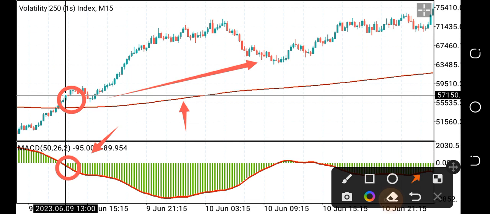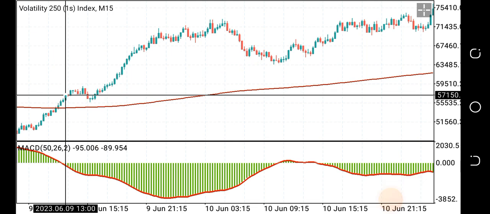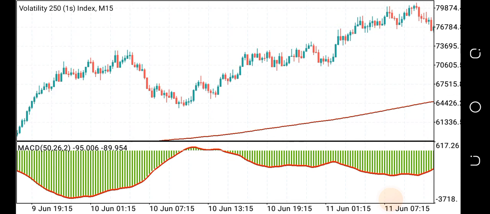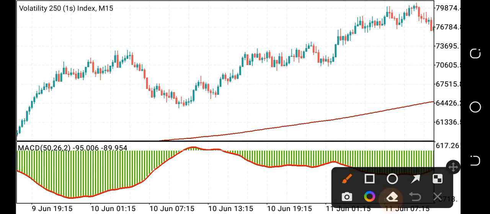All right, now let's proceed. Now look at this point. You can see that there is a correction of MACD at this point. Let me show you what I mean.